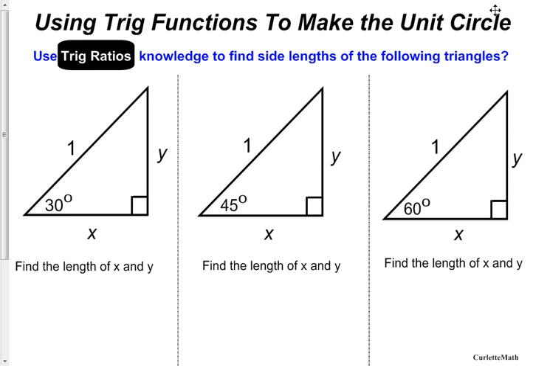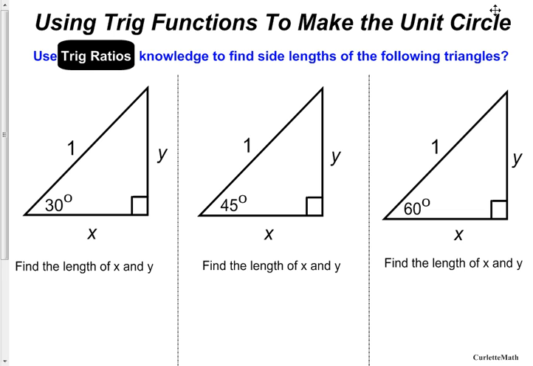All right, now let's take what we've learned so far with the right triangle trig with our trig ratios, and let's start building towards that unit circle, the trigonometry main part of this course. So what we're going to do right now is use our trig ratios with 30 degree, 45 degree, and 60 degree triangles.